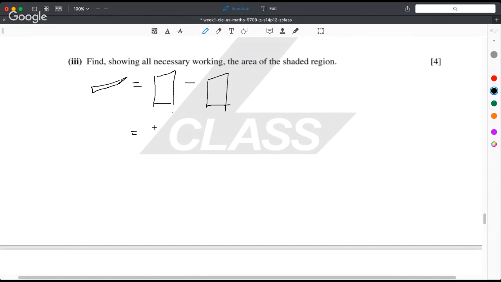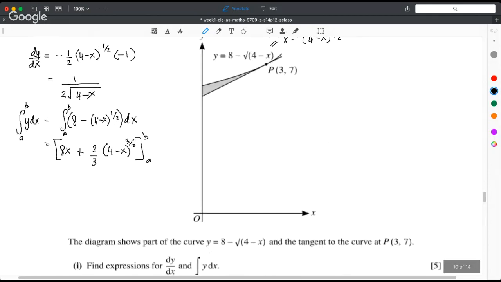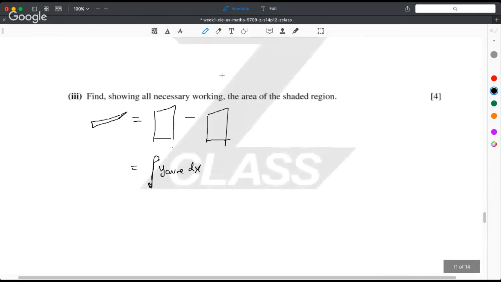So that's equal to the integral. Remember, this is about the fact that integration is like taking the area under a curve. The integral of y curve dx, and we need to give limits, and we're only taking it between x is equal to 0 and x is equal to 3. We don't care about this little finicky bit up here. We just want this area. So the limits are between 0 and 3.